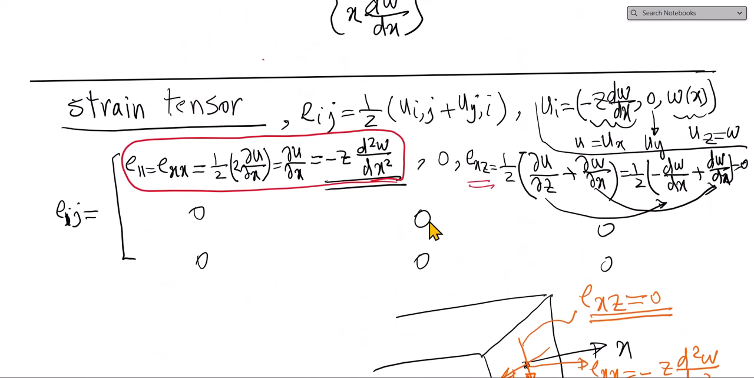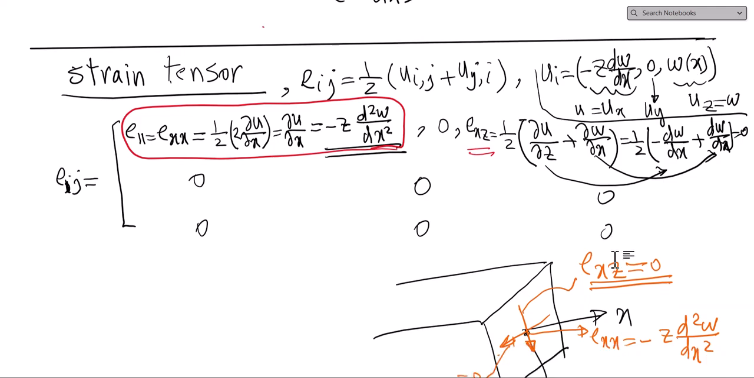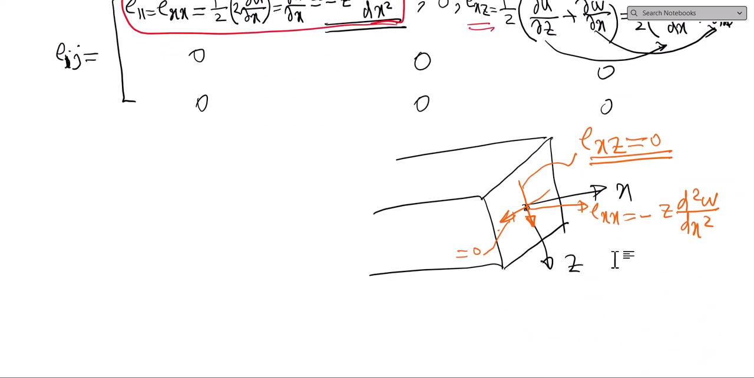And also I should point out here that if you calculate E22, which is E_yy, which is du_y/dy, it is 0 because u_y is 0, and E_zz is also 0 because you have to differentiate w with respect to z, which is not a function of z, again is 0. So be careful about that. That is the only component that survives, is the E_xx. So what is actually this guy? This is the strain due to bending only.